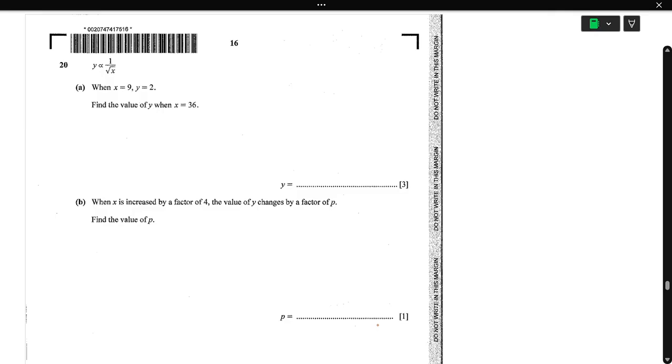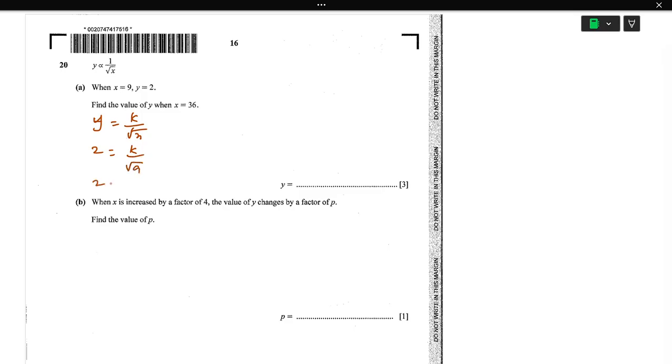The next question, number 20. Y is proportional to 1 by root x, so we can write y equal to k by root x. When x equal to 9, y equal to 2, so 2 equal to k by 3. When you bring 3 to the other side, k equal to 6.